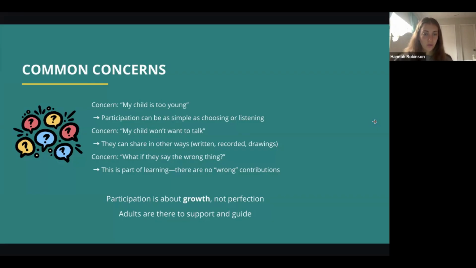Another concern is what if they say the wrong thing? Well, there are no wrong contributions to IEP participation, and this is a part of the learning process for the IEP team. They are there for the student, and they want to learn what the student likes and needs, and they want to work around the student. Participation is about growth, not perfection, and the adults and IEP team are there to support and guide the student and family and guardians.